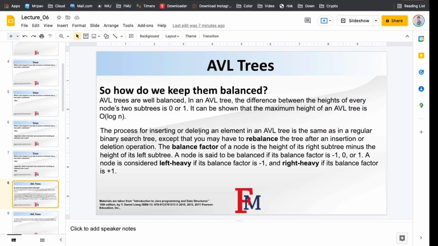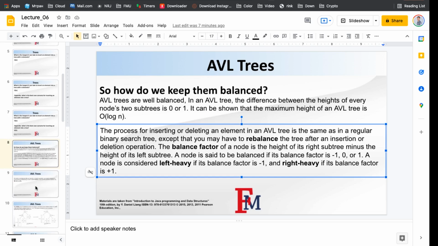The process of inserting or deleting an element is the same, except that you may have to rebalance the tree after you insert or delete an element. The balance factor, which is a technical term, of a node is the height of its right subtree minus the height of the left subtree. The node is said to be balanced if its balance factor is 0, 1, or -1. A node is left heavy if the balance factor is -1, and right heavy if the balance factor is +1. So again, the balance factor is the height of the right subtree minus the height of the left subtree.